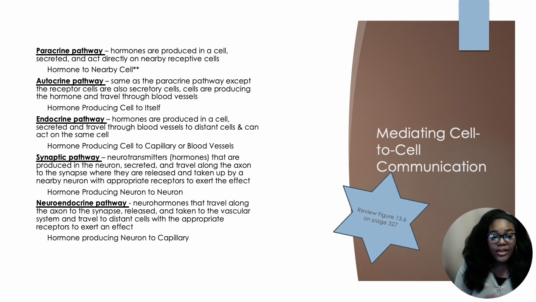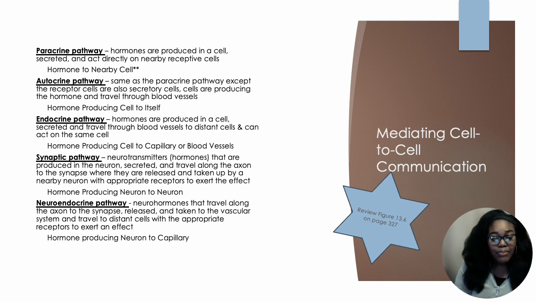So paracrine is where the hormone goes to the nearby cell. Autocrine, self, it goes from the cell. The hormone is produced from the cell, and then it acts on itself. And then we have the endocrine pathway, where the hormone producing cell creates hormones that act on the capillaries or blood vessels. So the hormones are produced in the cell, and they are secreted and travel through blood vessels to act on distant cells. And they can act on the same cell, but we more so look at this as a reaction to distant cells.